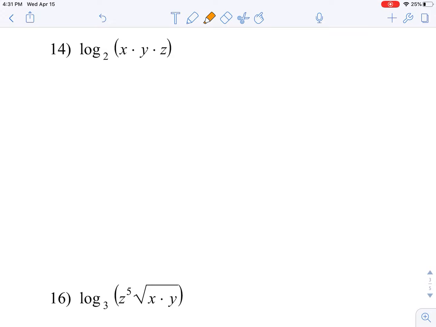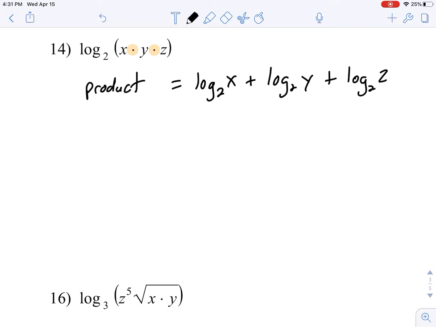Okay, number 14. This one we're going to expand. Now it has multiply twice. It does not have any powers at all. So this is just going to be one step. We're going to use the product property, but we're going to sort of use it twice at the same time. So it's going to be log base 2 of x plus log base 2 of y plus log base 2 of z. Think of it as both of those times signs turn into plus signs, and the logarithm splits into 3 logarithms, 1 x, 1 y, 1 z.